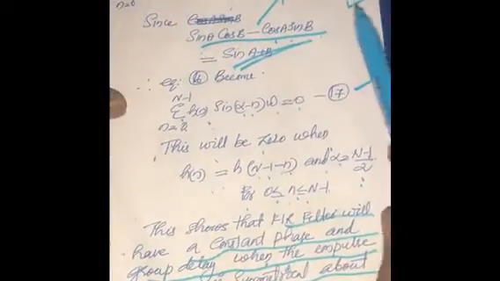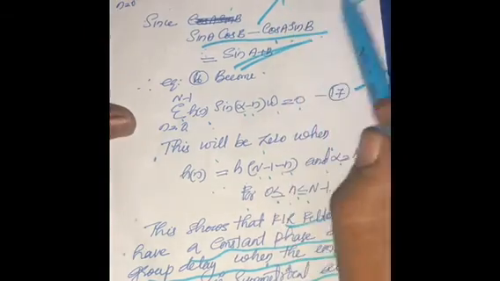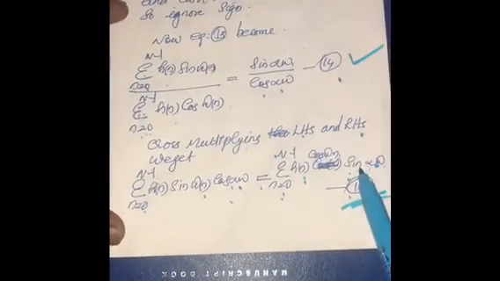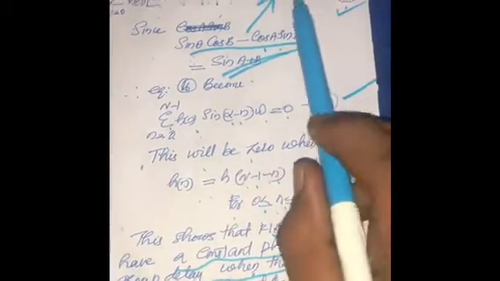Equation 15 can be rewritten as sigma n varies from 0 to N minus 1 h of n into sin omega n cos alpha omega minus cos omega n sin alpha omega is equal to 0. That is equation number 16. Here we shift the right hand side to the left hand side.